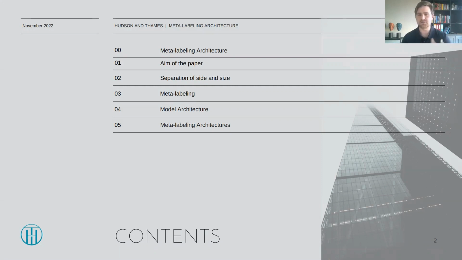Then we're just going to review some concepts of meta-labeling and specifically how they relate to the work that we are going to do. And also then we're going to talk about model architecture, and we're going to lend a few ideas from ensemble techniques that we can use to apply to the meta-labeling architectures. And then finally, we are going to talk about the actual architectures that we established.